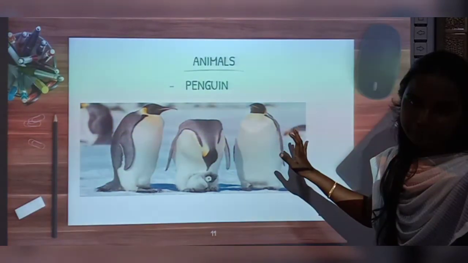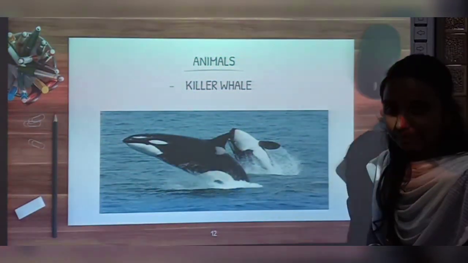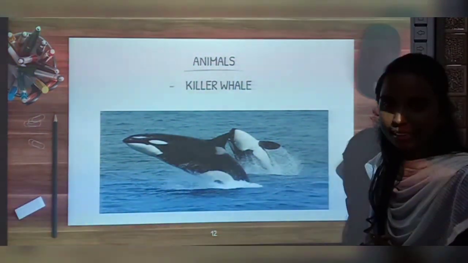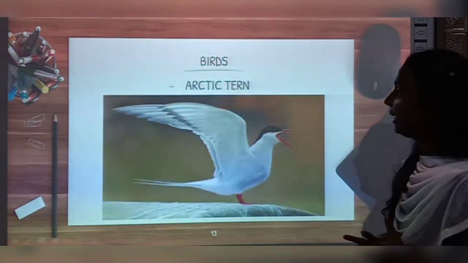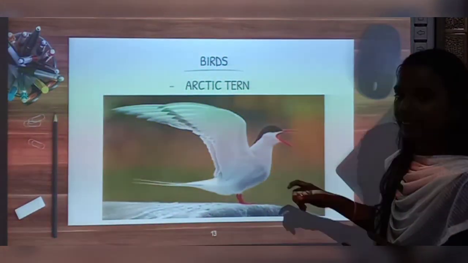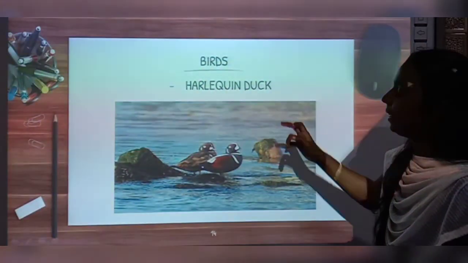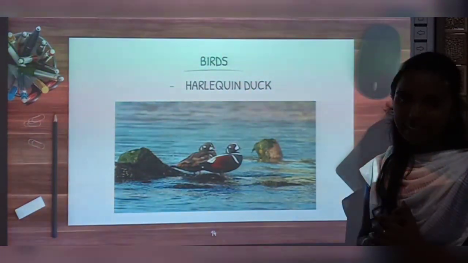And then penguin. We are familiar with penguin, right? Penguin. And then see killer whale. So in the ocean, in this Arctic region, we can see killer whale. And what are the birds we can see here? Arctic tern. This is Arctic tern. And then harlequin duck. These are the two birds we can see here.